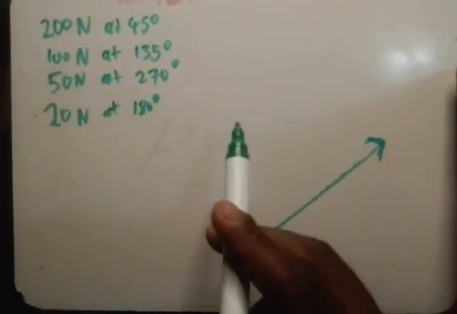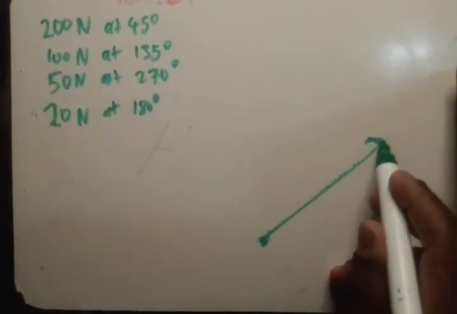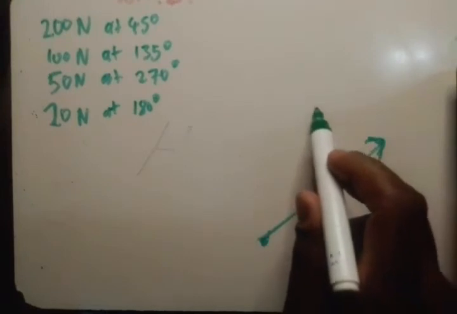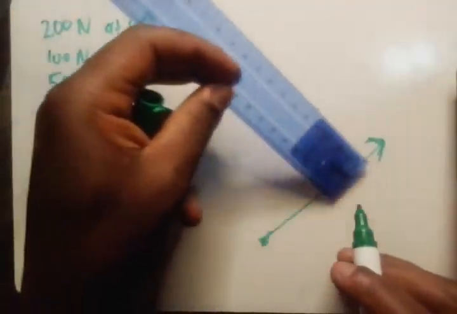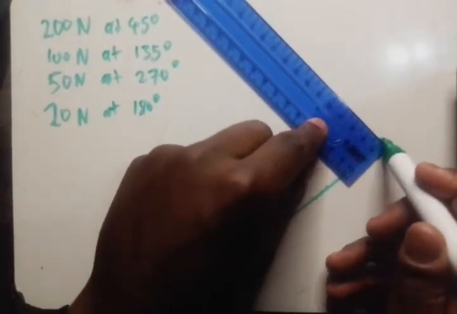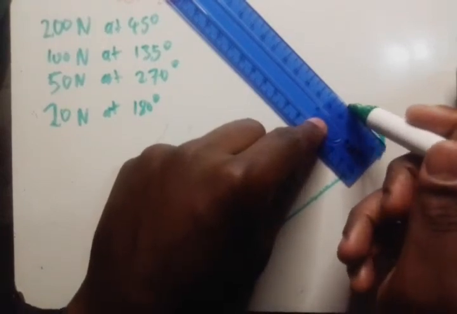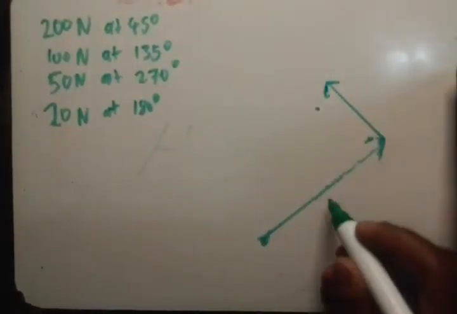Now I have to draw the other one starting from the head, so that the head can connect to the tail. This is 100 newtons at 135 degrees, so I would have to start here. 135 degrees would be somewhere there if you use a protractor. If this is 100 newtons, it's going to be 5 centimeters because of my scale. So I'm going to have to measure 5 centimeters, and then we have it.